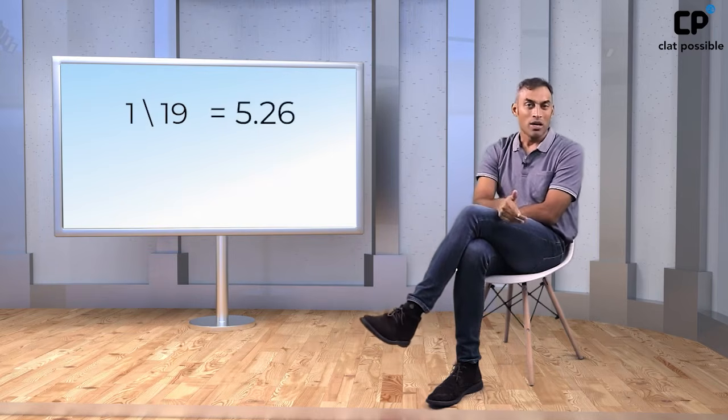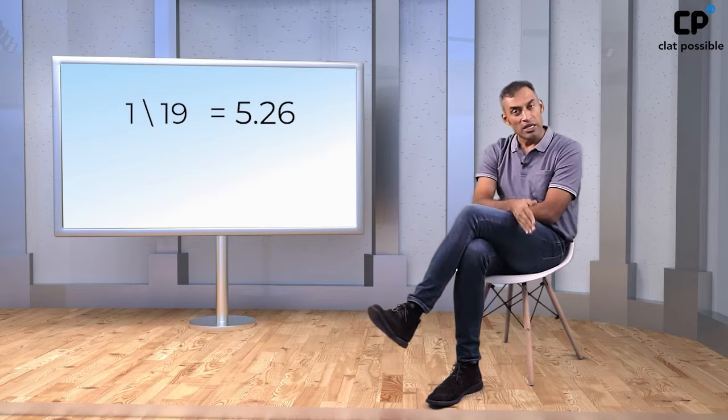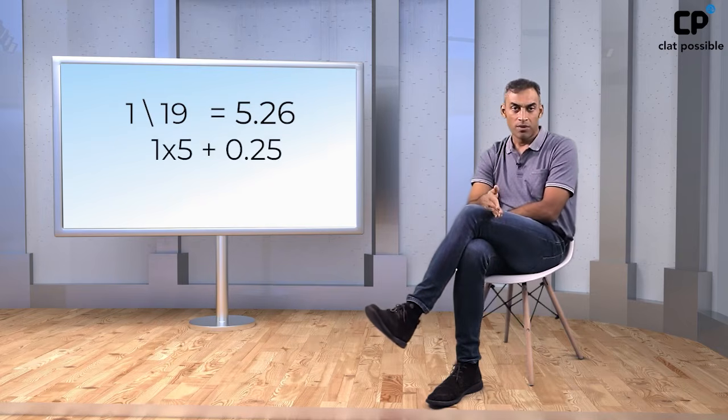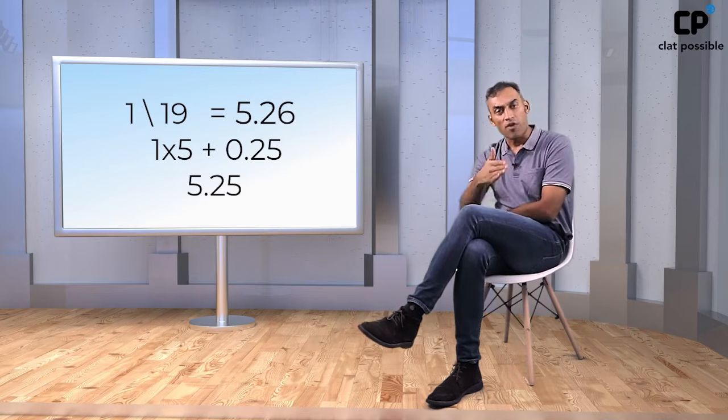But just to remember, 5.25%. Now what we are doing in this is multiplying the numerator by 5, right? And then adding half of it with a decimal shift. So this will become a 5.25, right?